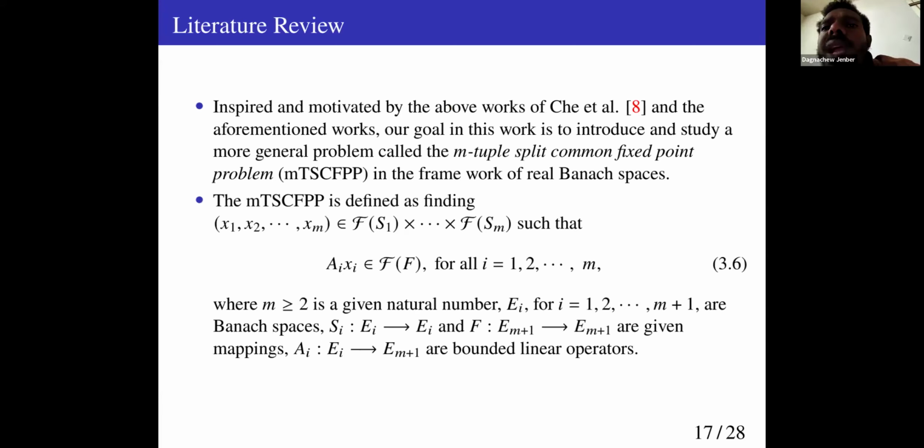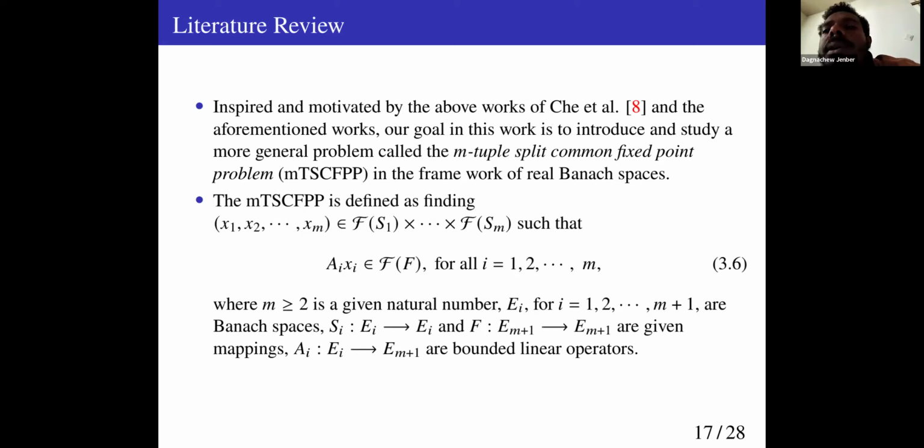We are inspired and motivated by the works of Che and the aforementioned works. Our goal in this work is to introduce and study a more general problem called the M-tuple split common fixed point problem in the framework of, of course, real Banach spaces.